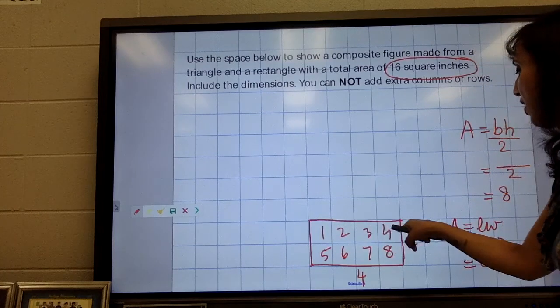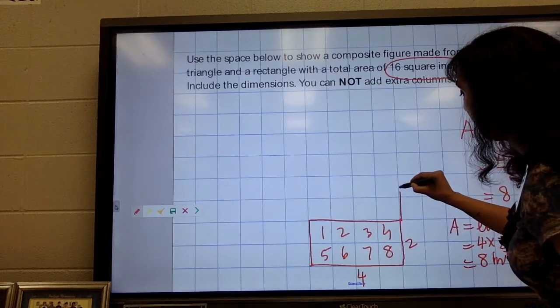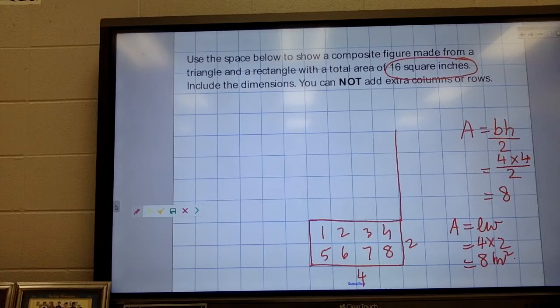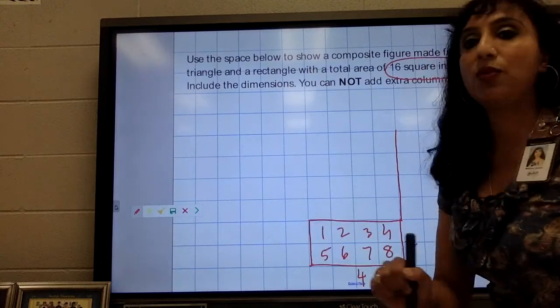So look, my base is 1, 2, 3, 4. My base is 4 times what divided by 2 gives me 8. Okay, so 4 times 4 is 16. So that means my height should be 1, 2, 3, 4. Okay, because then look what happens when I do this. I end up with 8 inches squared. So my base is 4. 4 times 4 is 16.